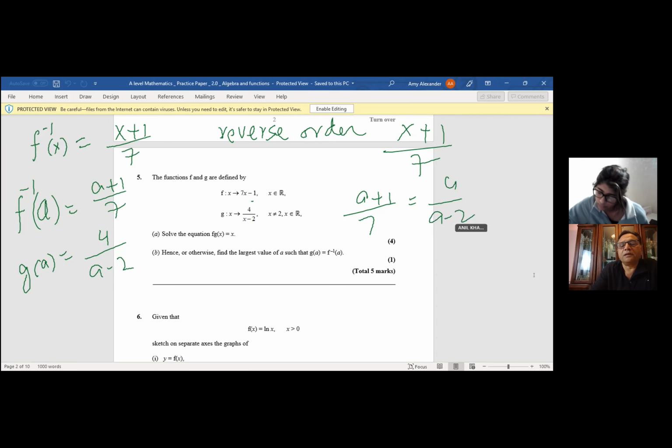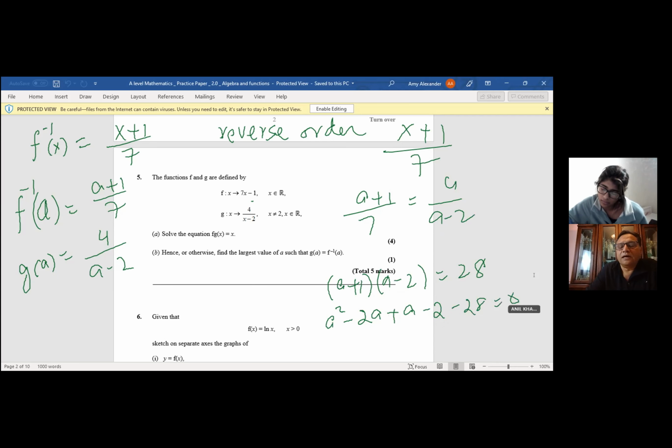So we can cross multiply. We get a similar equation as we began with, right? Do you see how, 28, correct? When you open this up, we get a squared minus 2a plus a minus 2. Bring 28 here, equals 0. And you remember, you got this a squared minus a minus 30 equals 0, correct?